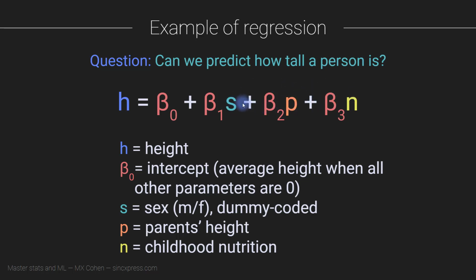If we just wanted to know how is your height related to your parents' height, these are two numerical variables and we could easily compute a correlation. We wouldn't need a fancy regression analysis. But here we have multiple variables, some of which are numerical and continuous, and one of which is categorical, that would be sex. So here we are going to be using a regression.